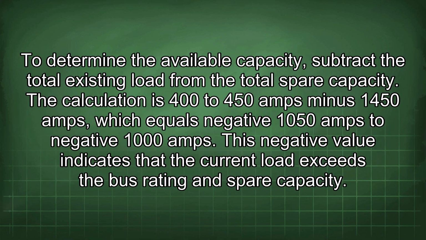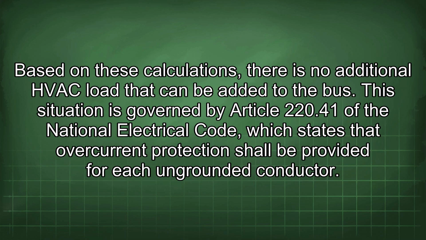To determine the available capacity, subtract the total existing load from the total spare capacity. The calculation is 400 to 450 amps minus 1450 amps, which equals negative 1050 amps to negative 1000 amps. This negative value indicates that the current load exceeds the bus rating and spare capacity. Based on these calculations, there is no additional HVAC load that can be added to the bus.